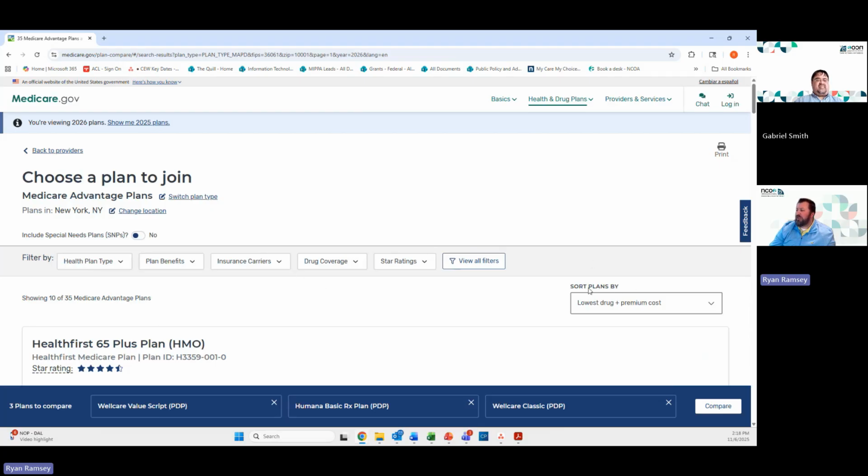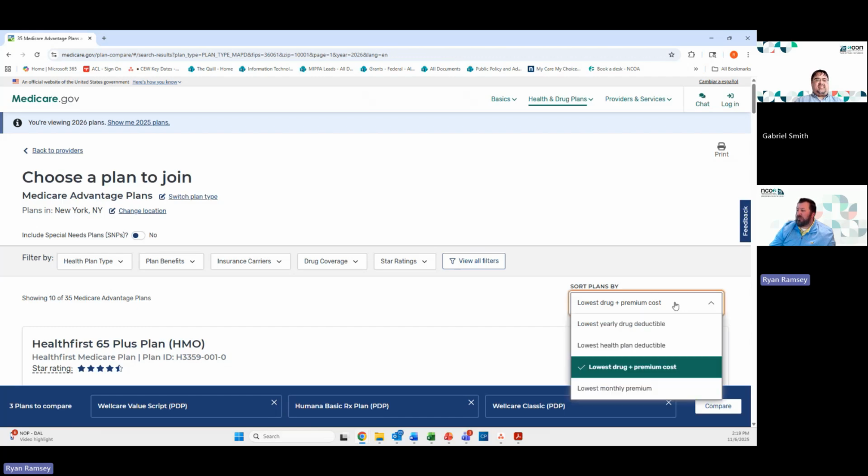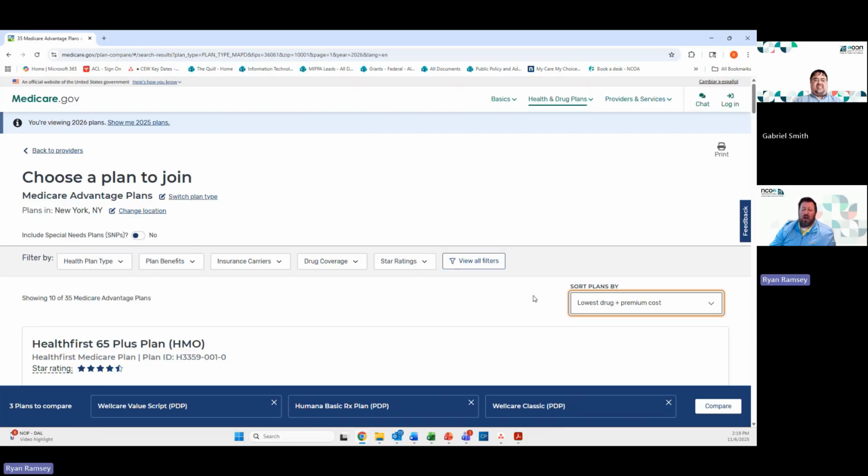You'll look right over here at the right. It has how these plans are sorted, and it's going to give you a couple of different options. The lowest yearly drug deductible, the lowest health plan deductible, the lowest drug plus premium cost, and the lowest monthly premium. That's going to be automatically set to populate lowest drug plus premium cost.